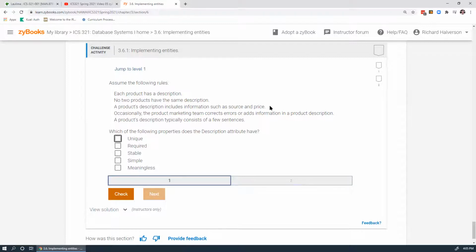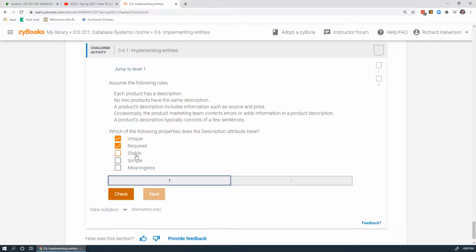Which of the following properties does the description attribute have? Is it unique? Yeah, it looks like it's unique because no two products have the same description. Is it required? I don't know if it's required or not. Each product has a description? Yes, it must be required. Is it stable? No, it's not stable because it can be edited.